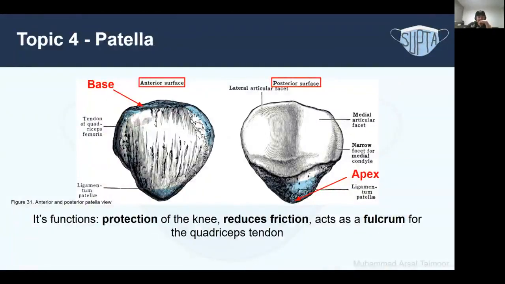The patella is a pyramidal type bone. It's actually a sesamoid bone, but it's sort of like a pyramid in a sense, or a triangle. The main things to know about this are that it's got a base, and it's got the apex, or the tip.